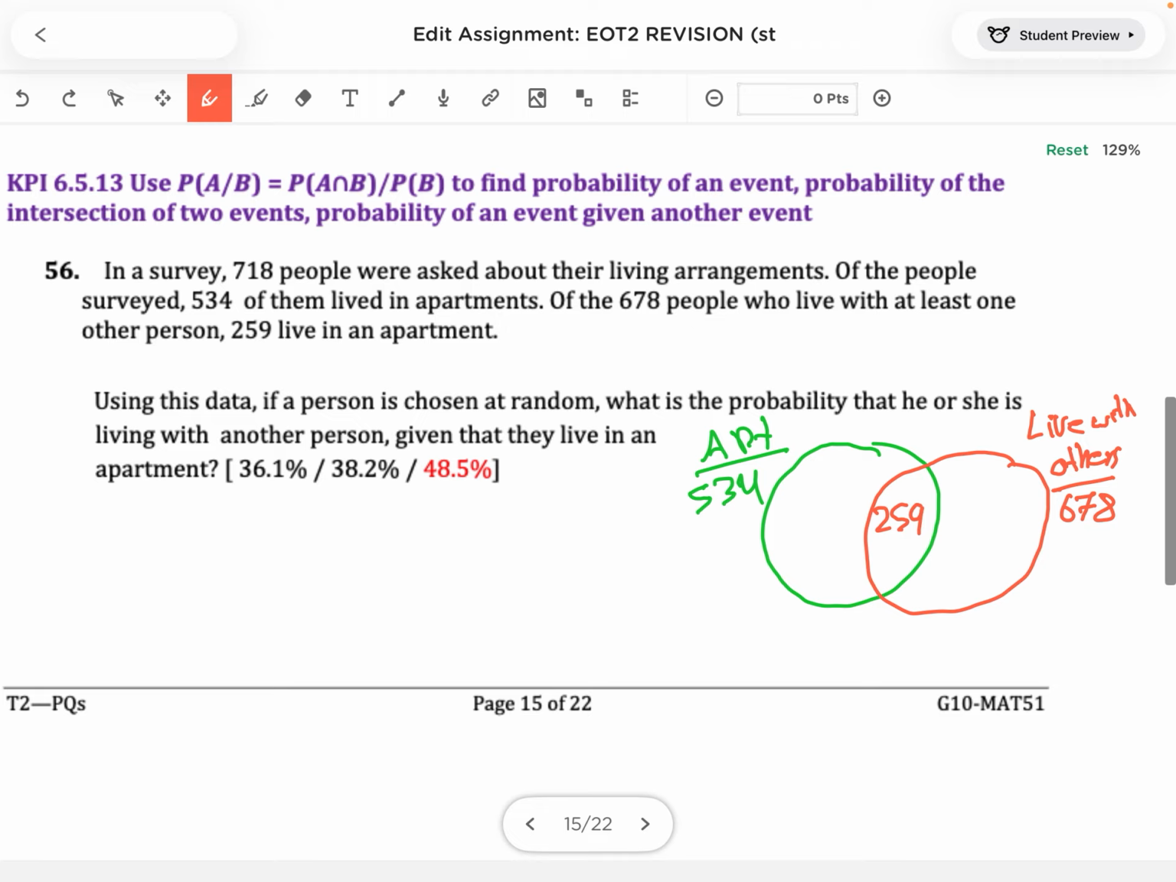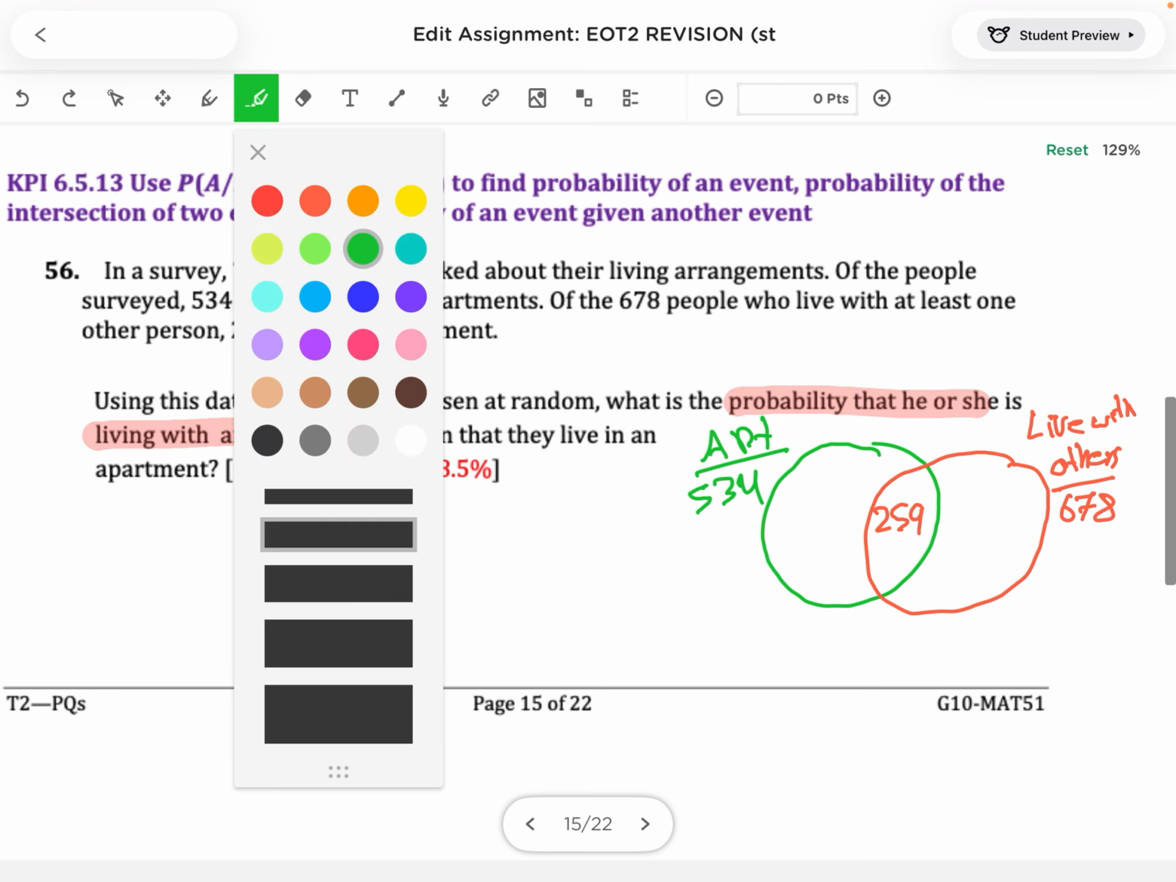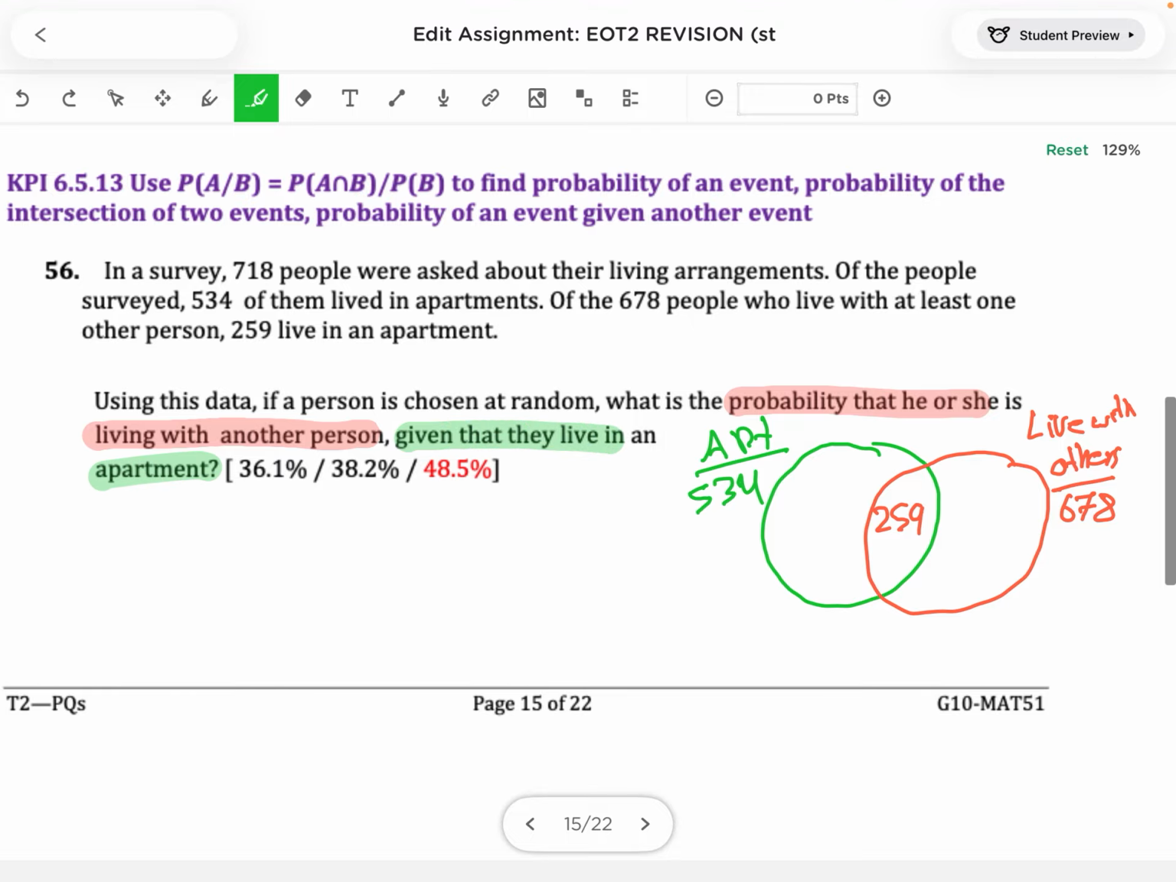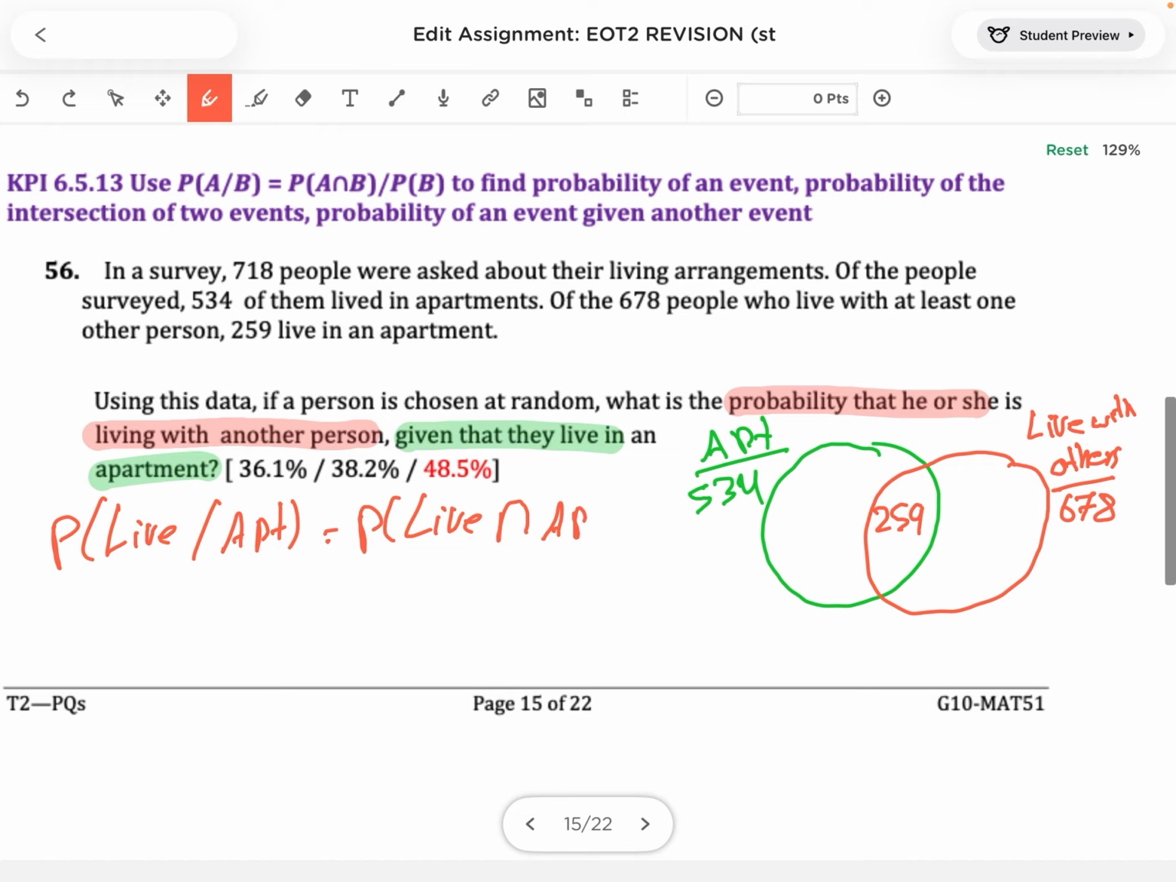What does the question need? The probability he or she lives with another person, given that. So what is my condition? They live in an apartment. So live with another person, given that they live where? In an apartment. So it's the probability of the people who live with another person and in an apartment together, which is the intersection, over the number who live in an apartment. We agreed the condition is my new sample space.